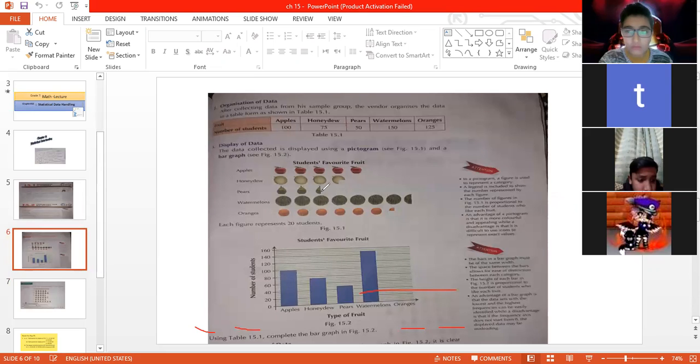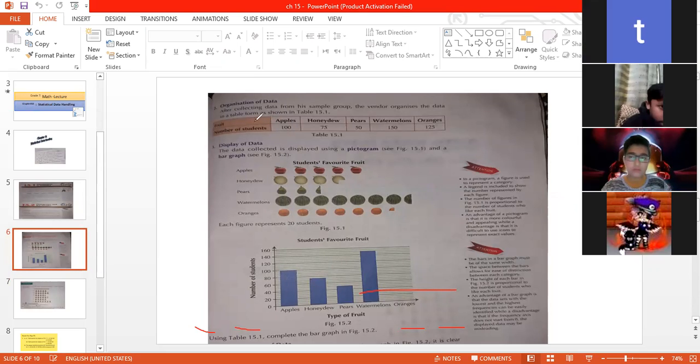The survey will be taken from students, where the total number of students who like apple is 100, honeydew 75, pears 50, watermelon 150, and oranges 125. Now, this is the organization of data. He just organized the data.